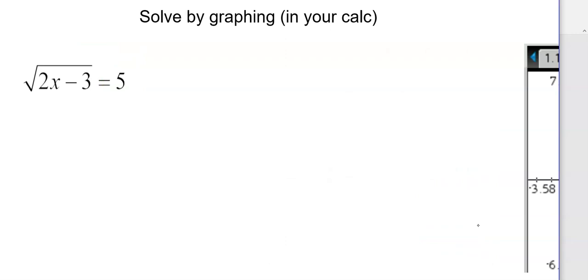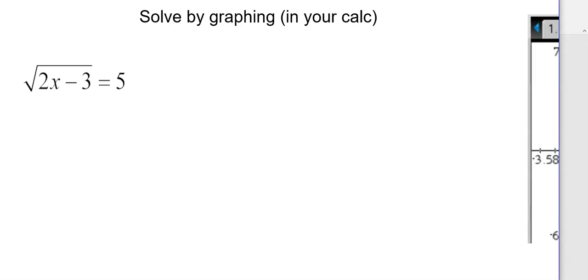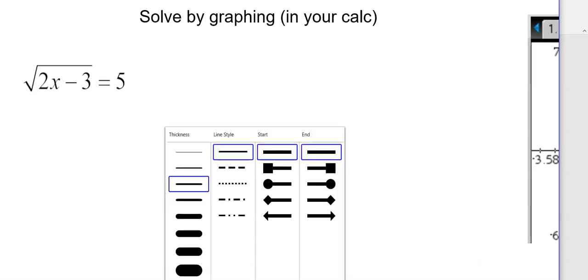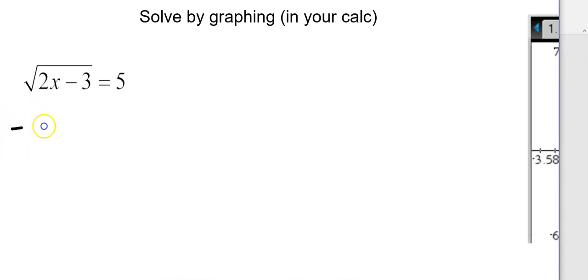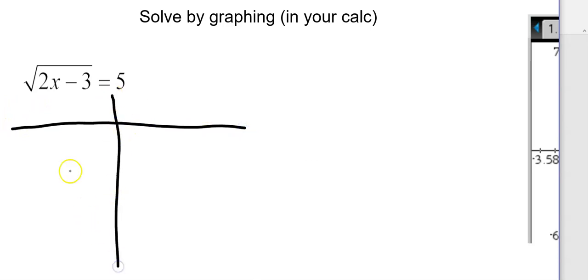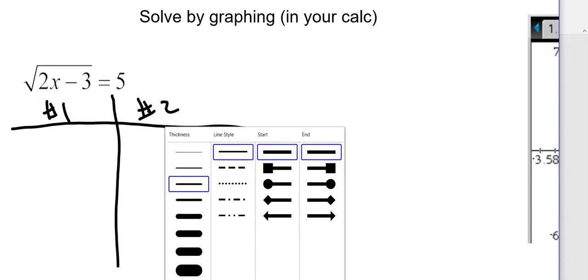Solve by graphing in your calculator. So you really have two methods here. I'm not sure which one you like. So I'm going to say there's two methods, method number 1 and method number 2. I'll show you both and you can decide which one you like. I think a lot of people like it's just solving for x here.